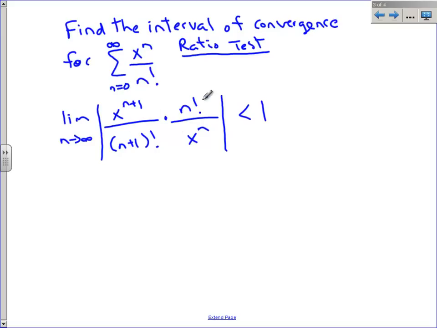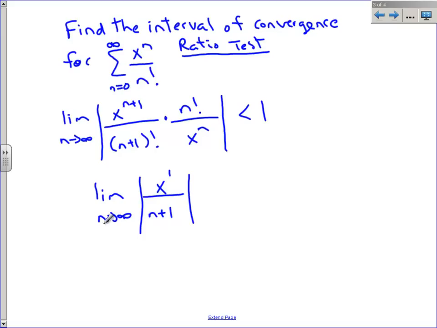So let's clean this up. My n factorial over n plus 1 factorial gives me an n plus 1 on the bottom. My x to the n plus 1 divided by x to the n gives me an x to the first on top, because there's one more factor of x in the top than there is in the bottom. All right, now we're taking this limit as n goes to infinity, regardless of x.